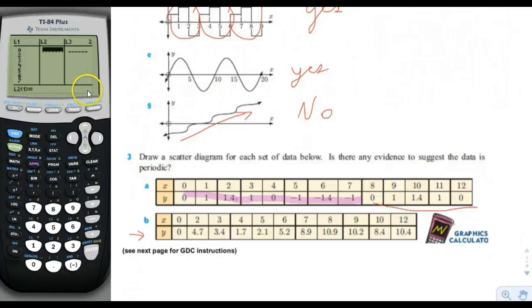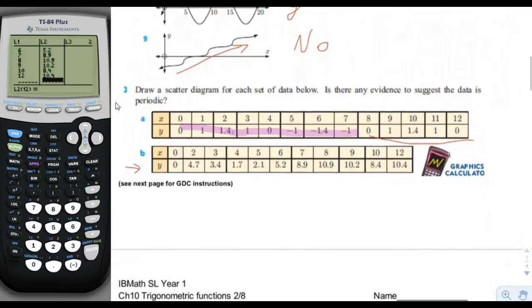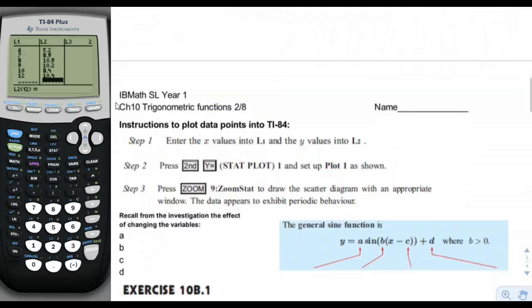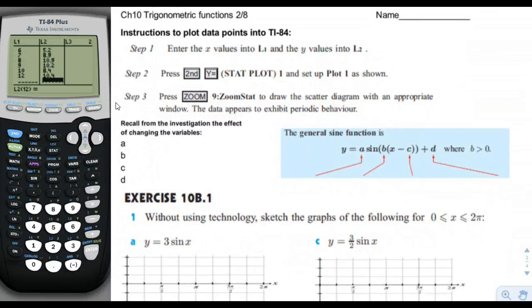Then I'm going to go to the right, and I'm going to put in the y values in the L2 column. So the first one is 0, the second one is 4.7. Okay, and then I'm just going to continue here, and I'm not going to make you watch me type all these in. So I've completed both columns of data for B, and I have instructions here on how to do this right here at the top.